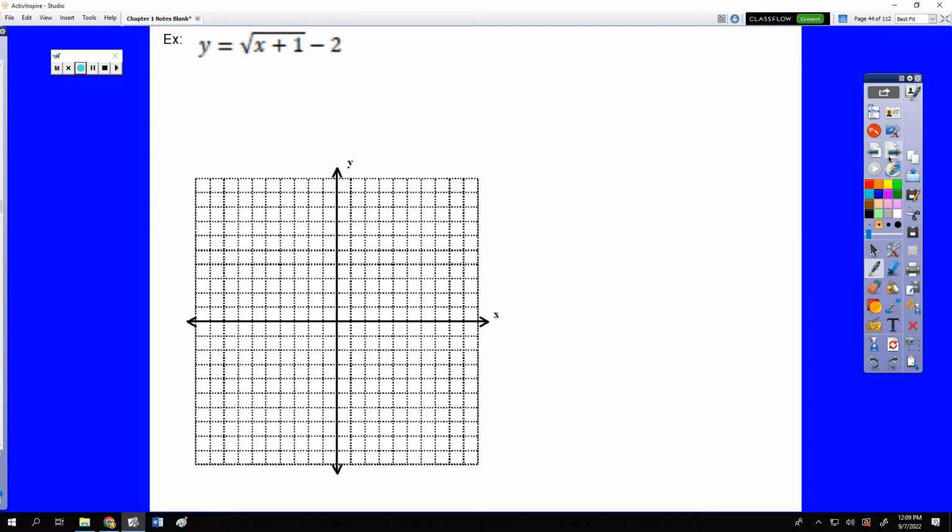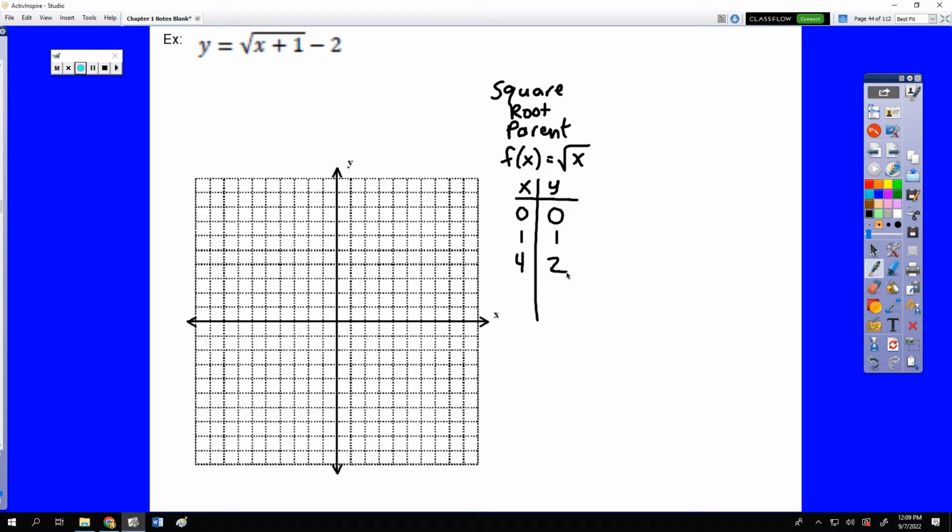Okay, next up is the square root parent, the square root function. Remember that for the square root function, we are looking for values that have a perfect square root. So there's only 4 points on the graph for the parent function. 0, 0, because the square root of 0 is 0. 1, 1, because the square root of 1 is 1. 4, 2, because the square root of 4 is 2. And 9, 3. That makes up our parent function.